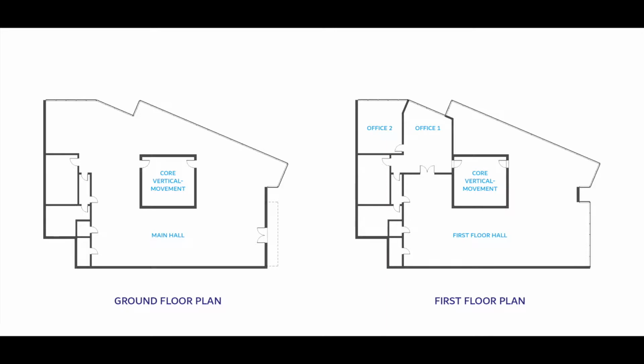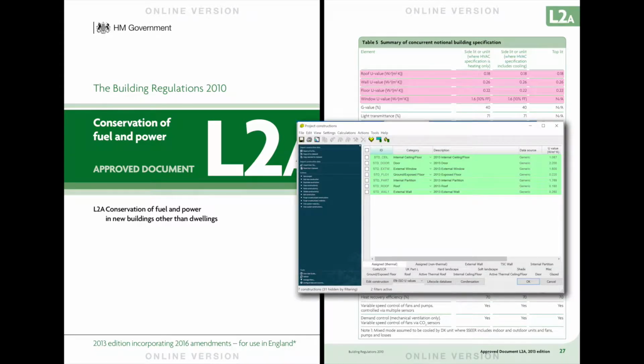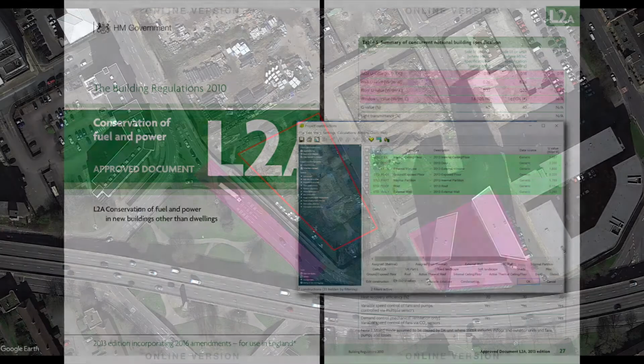The building under assessment is a small open-plan 2-story office building with one core in the center. For more accurate results, the building codes were reviewed and the minimum U-value standards were applied in the 3D performance analysis software used for this exercise, the BUiD.